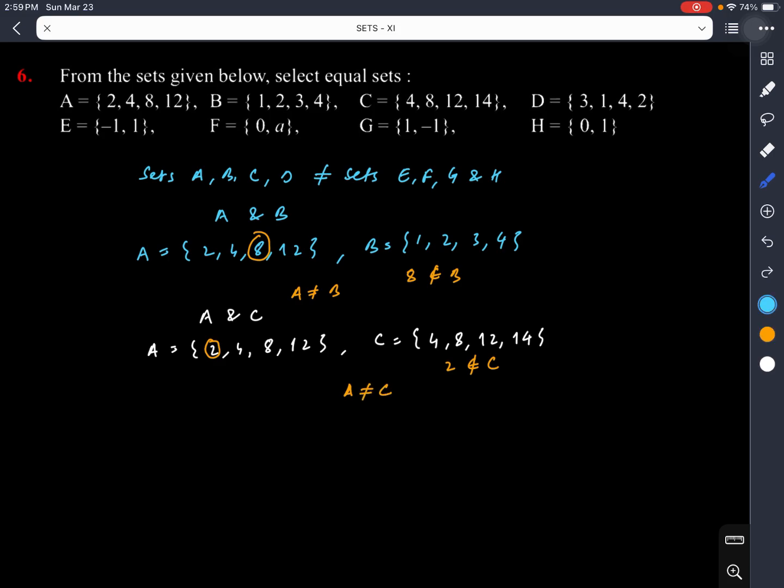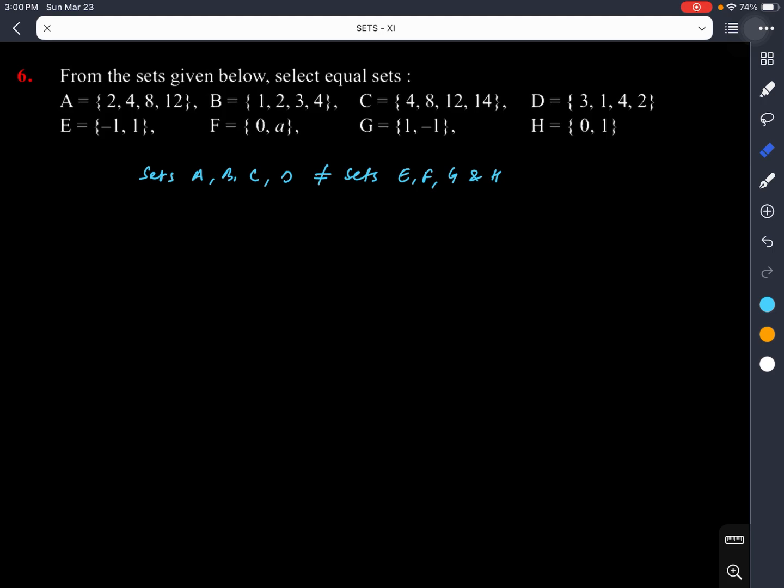Let us take sets A and D. Set A has elements 2, 4, 8, and 12, while set D has elements 3, 1, 4, and 2. Here again one can observe that 8 is an element of set A, while 8 does not belong to set D. So sets A and D are not equal.